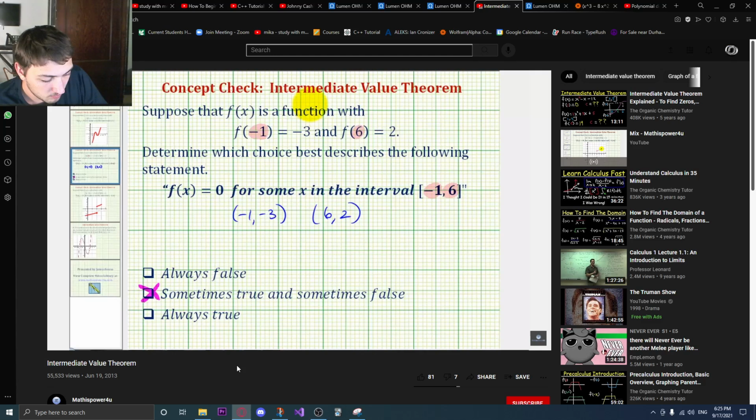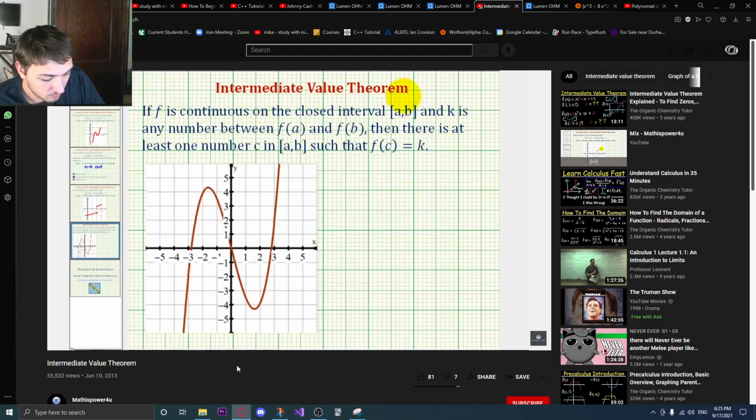So this idea leads us to what's called the intermediate value theorem. The intermediate value theorem states that if our function f is continuous on a closed interval from a to b, and k is any real number between f of a and f of b, then there is at least one number c in this closed interval from a to b such that f of c equals k.